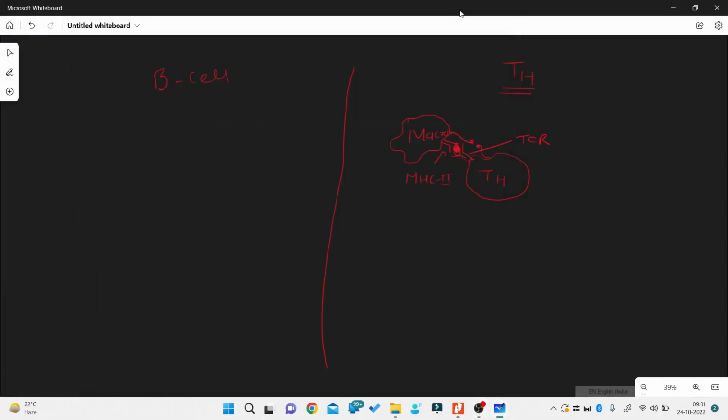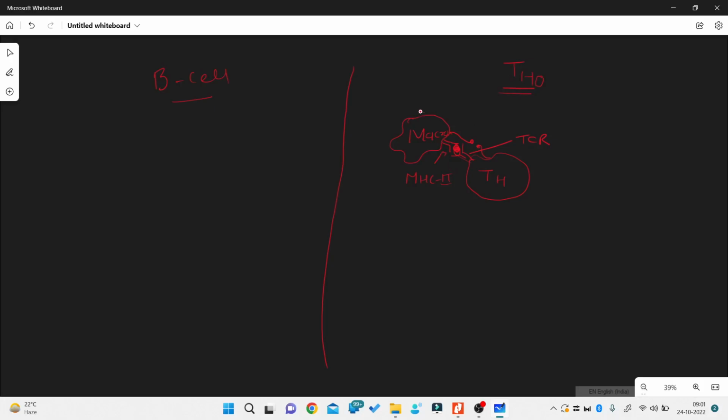Okay, so in the T cell dependent B cell activation, we'll divide it into two parts here. One is the B cell and the other one is the T helper. Particularly it starts with the TH0, that is the naive T helper cell.